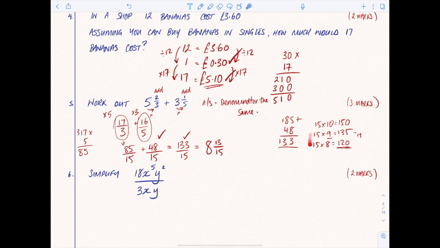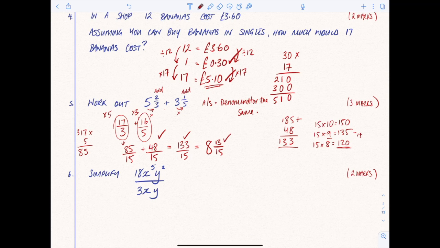So nice, you can see my method here. I was trying to get as close as I could. I knew 15 times 10 would be 150. Took away 15, which gave me 135. 135 is still too high, so I need to get it to below 133, which gives me 8 times. There's my big 8, and 8 times 15 was 120, so that means there was 13 left over.